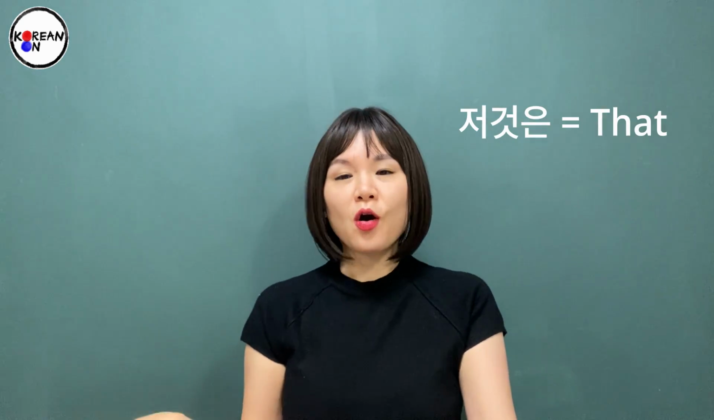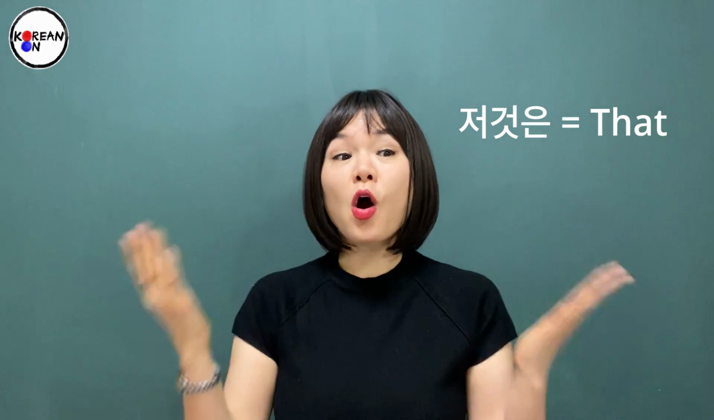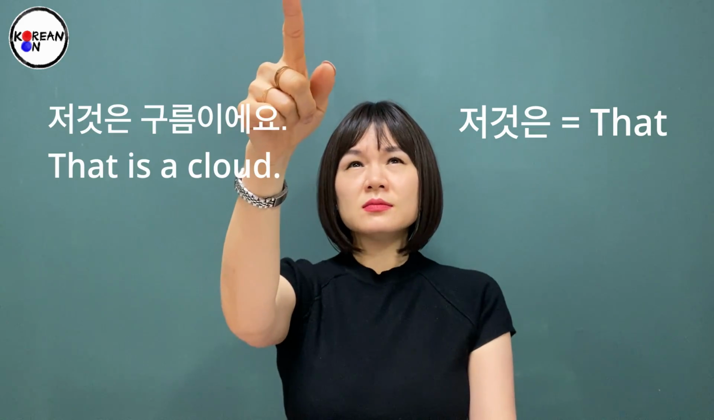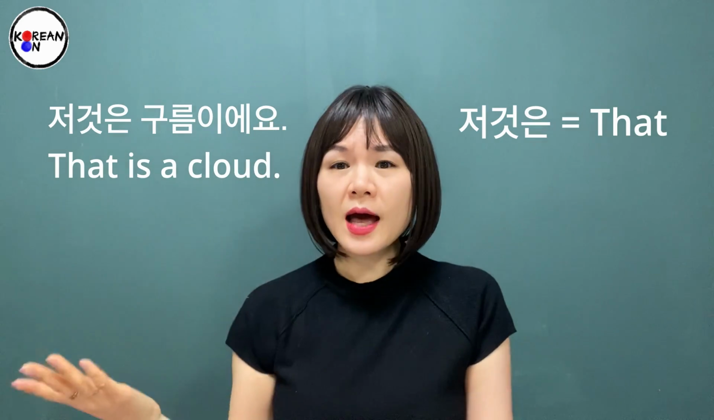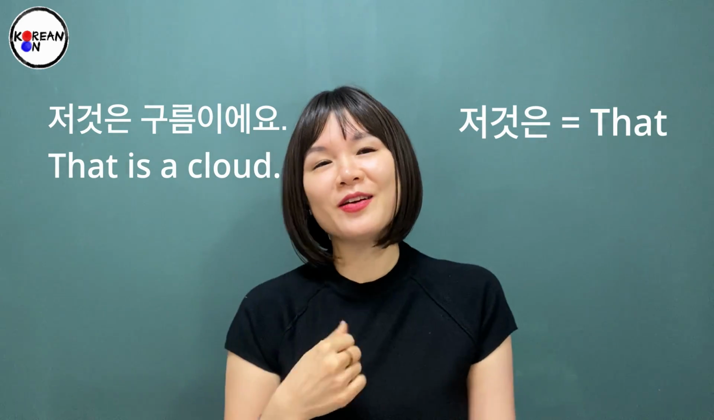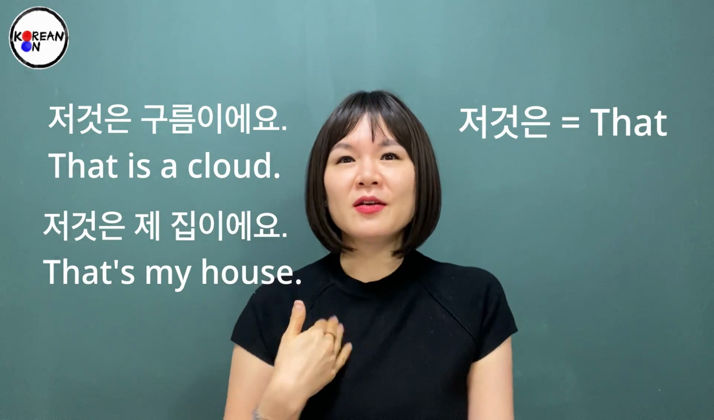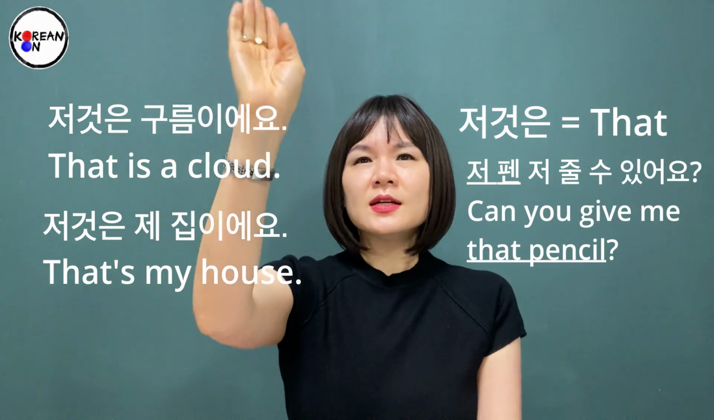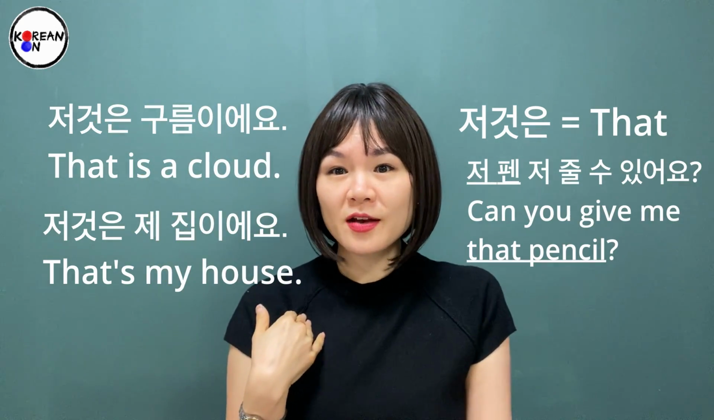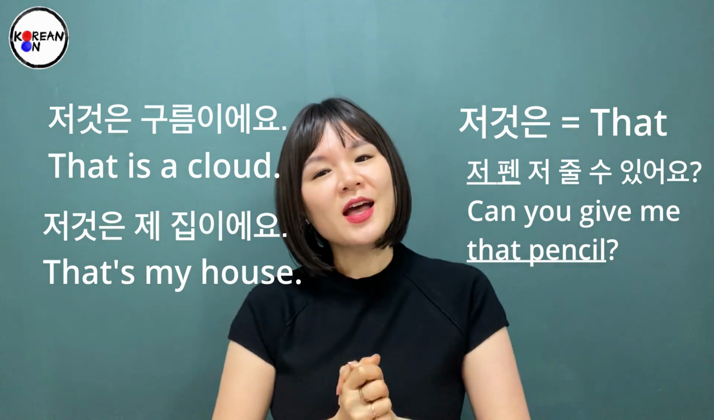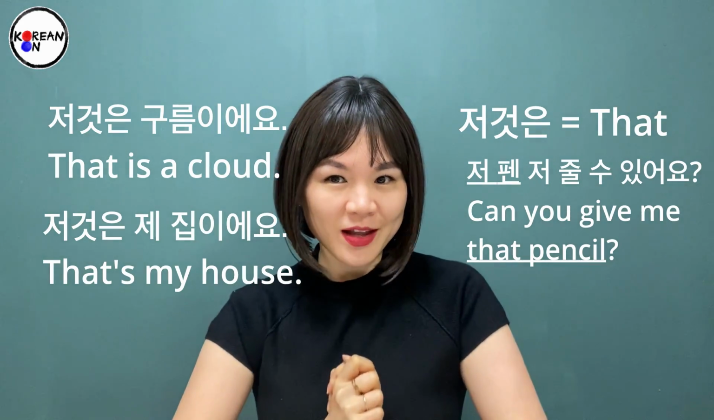And how about the 저? That. We can use 저것은. 저것은, that is a cloud. 저것은 구름이에요. That's my house. 저것은 제 집이에요. Can you give me that pencil? 저 펜 나 줄 수 있어요? Like that. So let's write it down and you can study one more time.